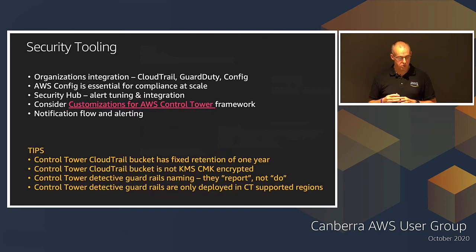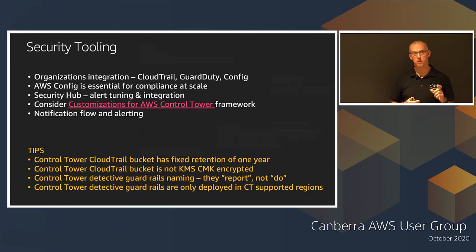Some tips here, just some pointers on Control Tower. The Control Tower CloudTrail bucket has a fixed retention of 1 year. That is not enough for a number of my customers from an audit and compliance point of view, but it's very, very easy to engineer around just by replicating the content to another bucket. So if that's your case, it's just a small gotcha to be aware of. And the bucket is encrypted with an AWS managed KMS key, but it's not encrypted with a customer master key, which is an important consideration for some customers to be aware of.